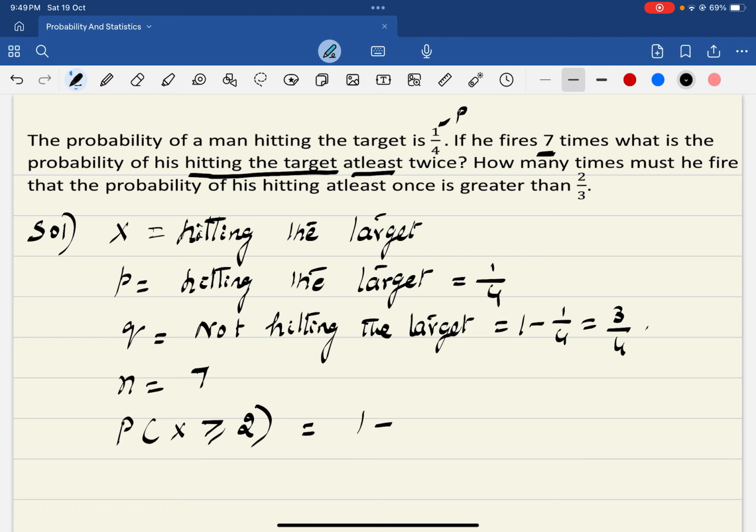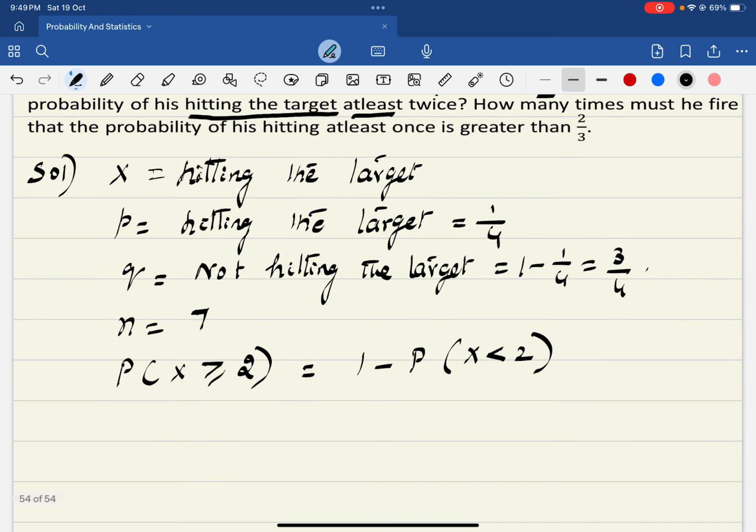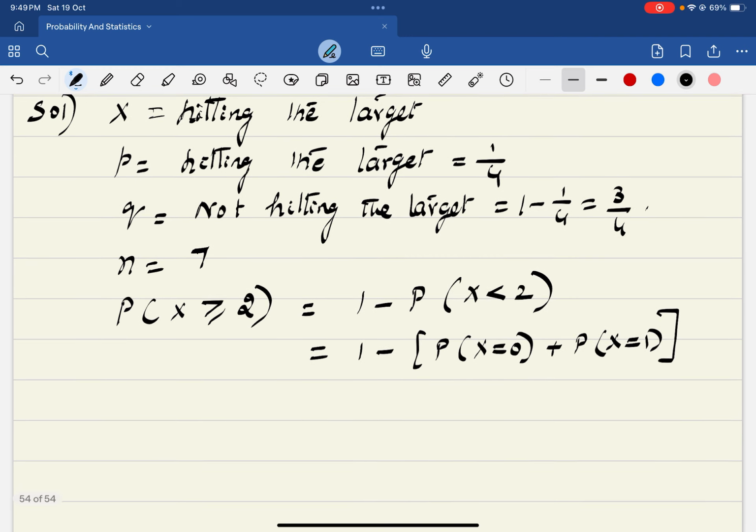Otherwise, for taking less time, what do we do? 1 minus P of X less than 2, if you do this, our job is done in less time, right? So what are the possibilities for X less than 2? You may not hit the target, that is 0, and he may hit the target once, that is 1. Understood? So it is 1 minus P of X equal to 0, plus P of X equal to 1. Let us do this now.